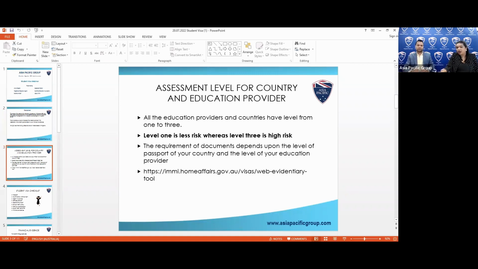The very first thing I want to ask you is about assessment levels, because everybody says you might need funds, you might not need funds. How do we come to that point, and what is an assessment level?